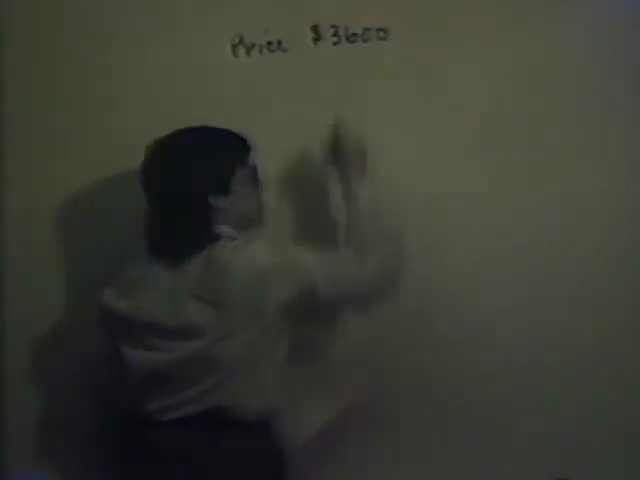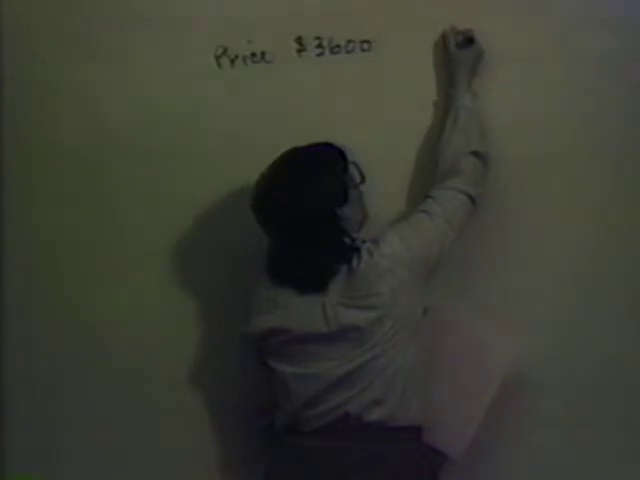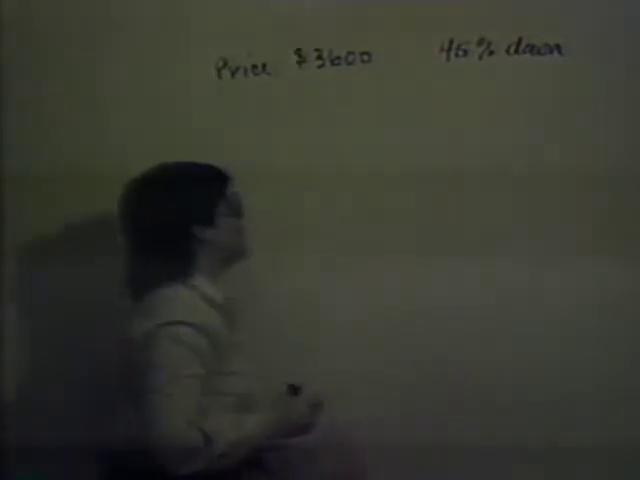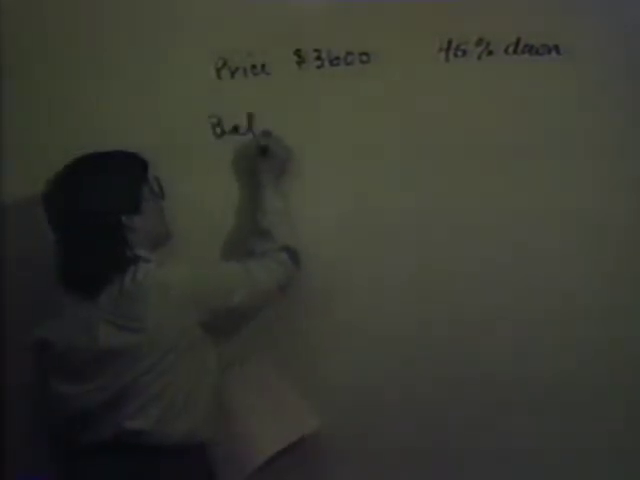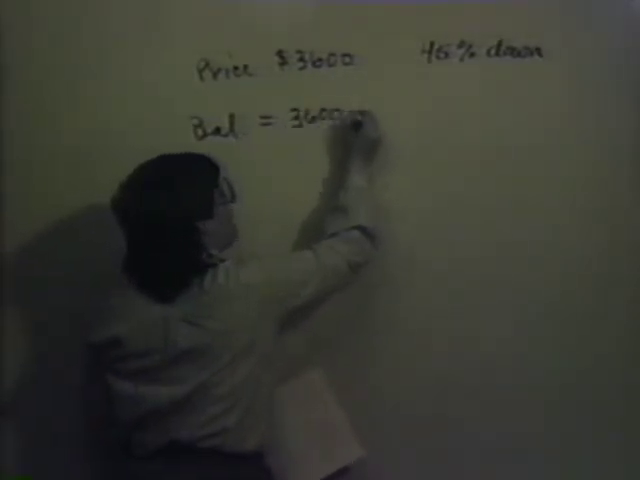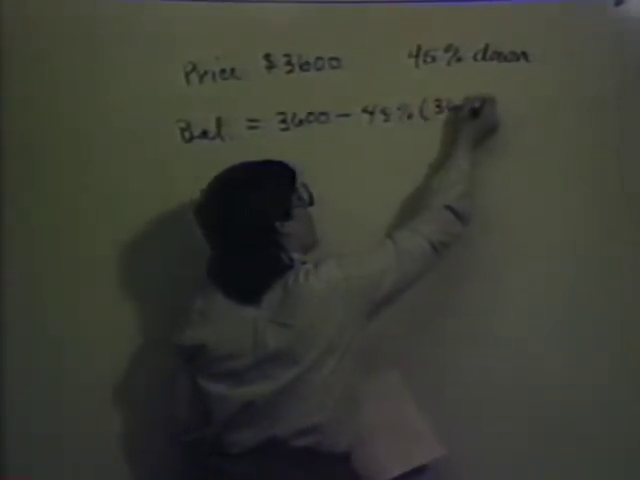Okay, Jeff? Yes? Well, you have a very interesting story problem. We have a fur coat we're going to buy, and the price of that fur coat is $3,600. You're going to pay a down payment of 45%. Right, we're going to pay 45% down. So that means that our balance, and I'm going to write that as BAL, is going to be $3,600 minus 45% of $3,600, right? Right.